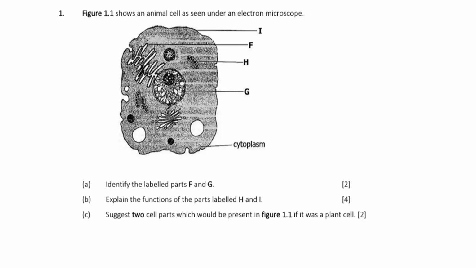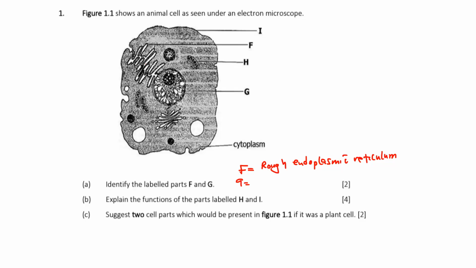Identify the parts labeled F and G. So if I look at the part labeled F here, we start with the part labeled F. As you can see, this is called the rough endoplasmic reticulum. Why are we saying rough endoplasmic reticulum? Because it has these things outside that you are able to see, and these are called ribosomes. You need to know the detailed part of a cell and also the functions. So very important that you know that part.